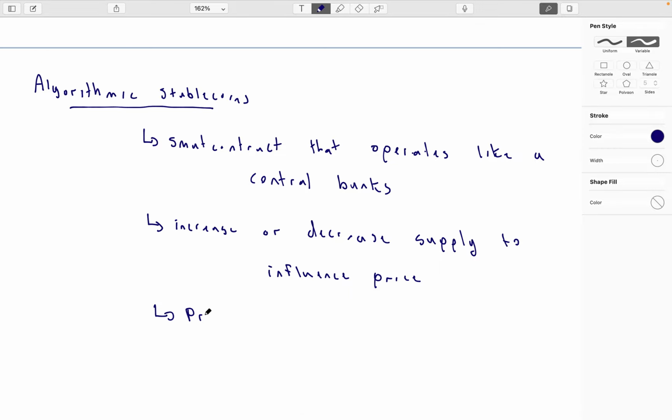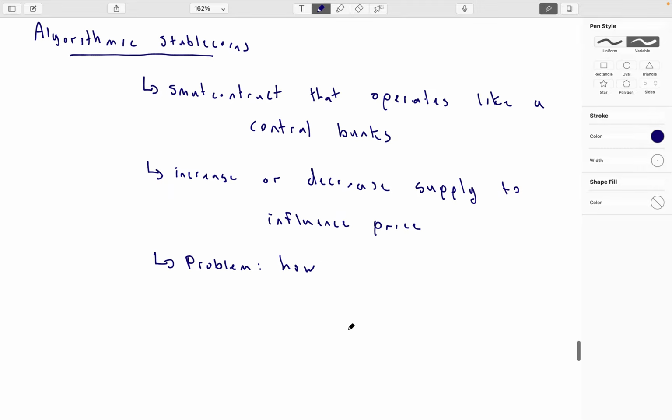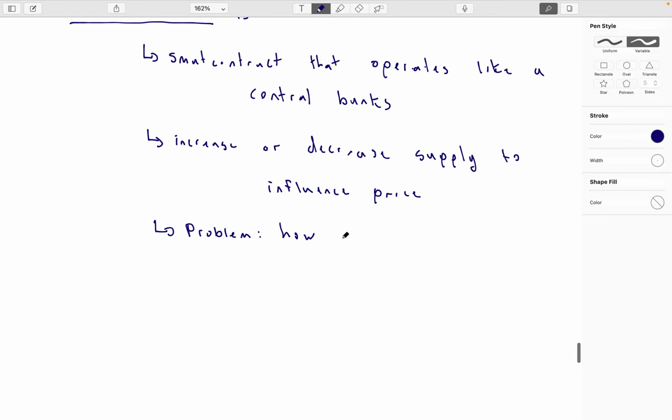Now, the second thing is the problem. The problem with these systems is how do you decrease supply? I mean, it's obvious how you can increase supply. You just print more tokens. You have to decide who you're going to give them to. But how do you decrease supply? And how do you make sure that it's fair? Decreasing supply means that you're taking money out of people's pockets. Well, who are you choosing to take the money out of?